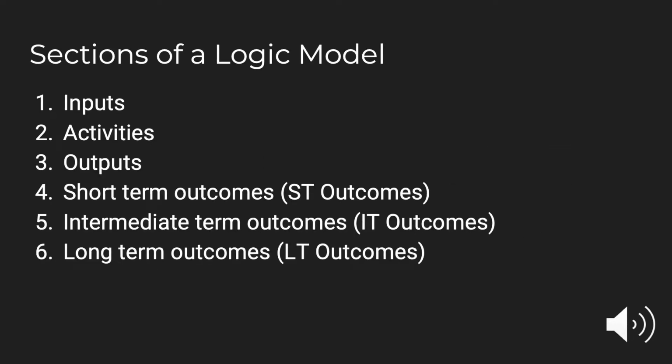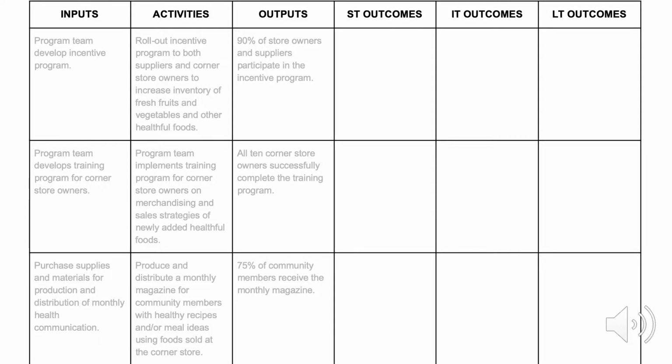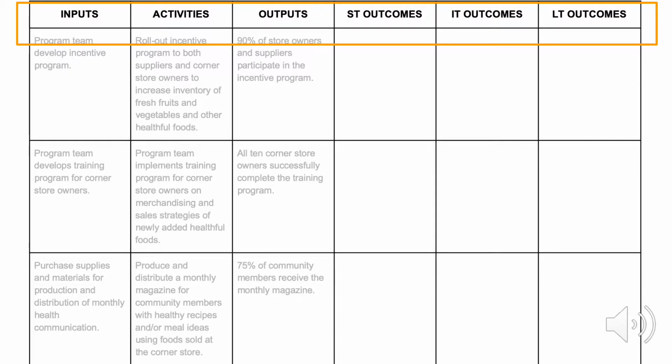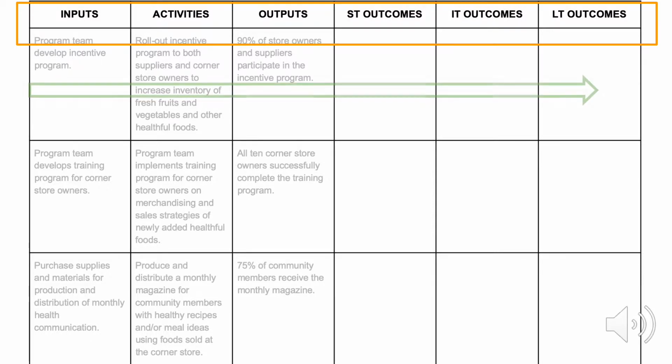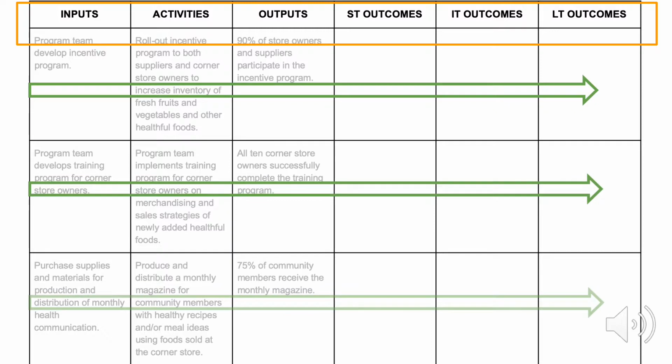Logic models come in all shapes and sizes. More often than not, they are made up of approximately 6 sections. Logic models are often depicted in table form, and the 6 sections serve as headers for each of the 6 columns in the table. Logic models are read row by row from left to right so that you can see how each section aligns within a single row.